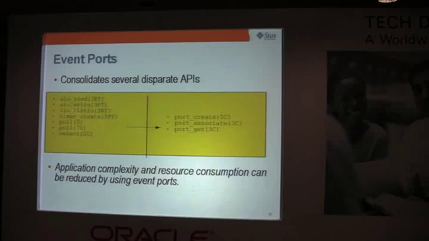So instead of having all these APIs, I now have three APIs I need: port create, port associate, and port get. Easy, straightforward. I don't have to care whether it's a signal, a select, a poll, a timer, or whatever. It's the same APIs.